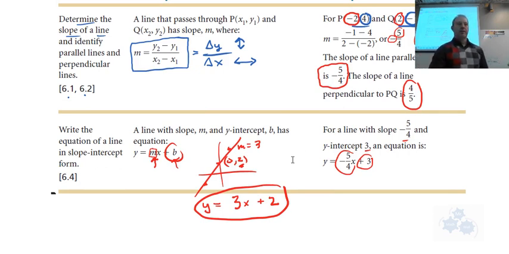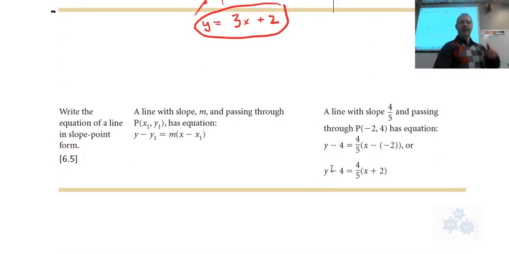No? This is easy? You're good? You got this? Cased? 5 out of 5? Yeah? Some of you are like, eh. Still sleepy from the holidays, maybe? Okay. All right, let's take a look at 6.5.